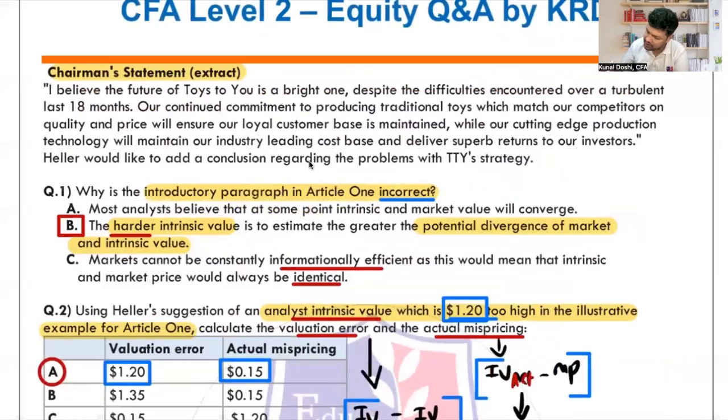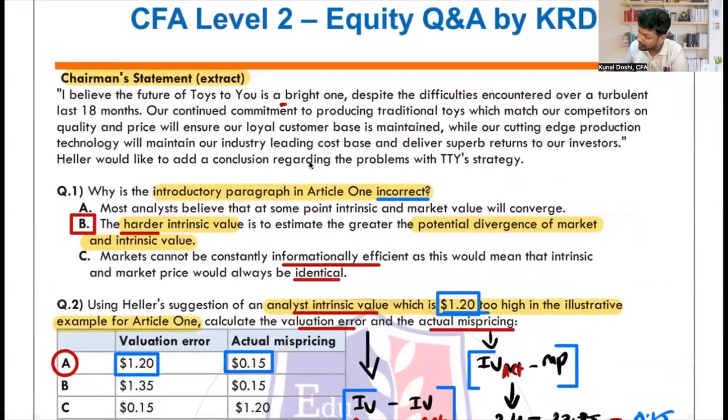Okay, let's see this statement also. I believe that the future of Toys is a bright one despite the difficulties encountered over a turbulent last 18 months. So therefore, the last couple of months the situation was bad. Our continued commitment to producing traditional toys, they are planning to stay in the traditional business, will match our competitors on quality and price and ensure our loyal customer base is maintained, while our cutting edge production technology will maintain our industry leading cost base and deliver superb returns to our investors. So they are planning to focus on the cost.